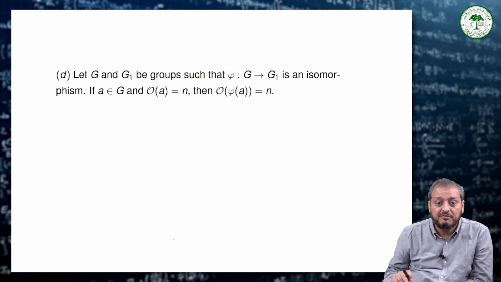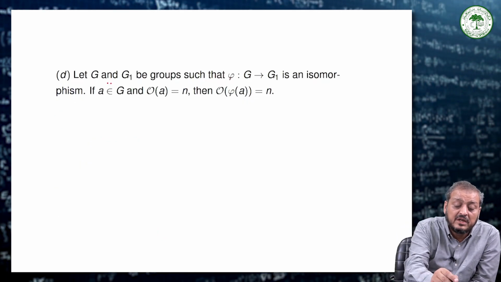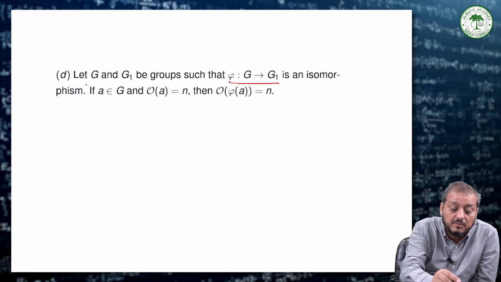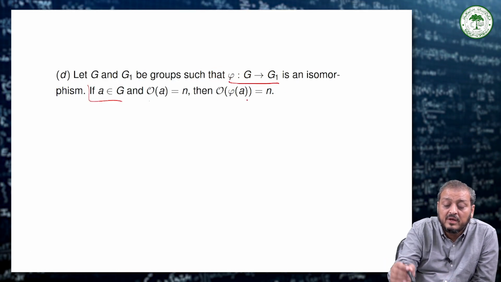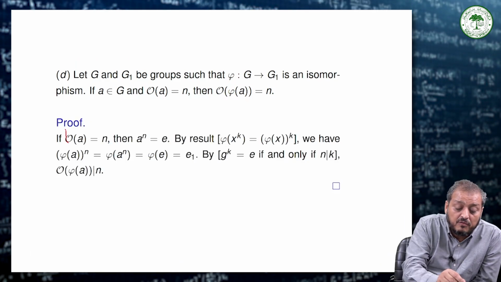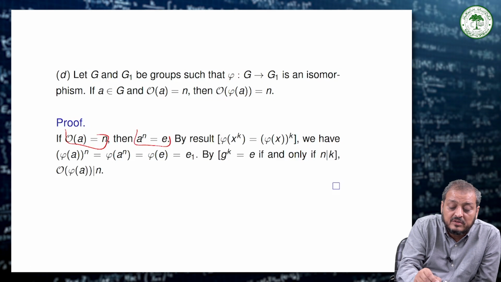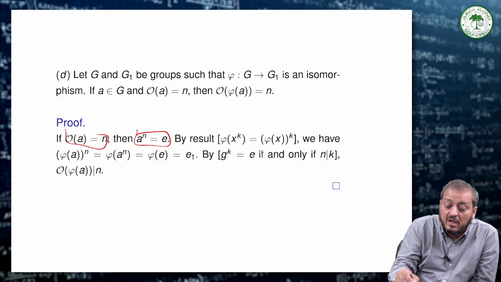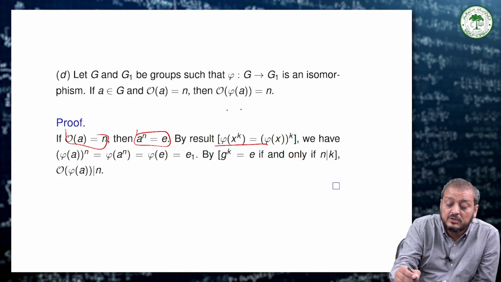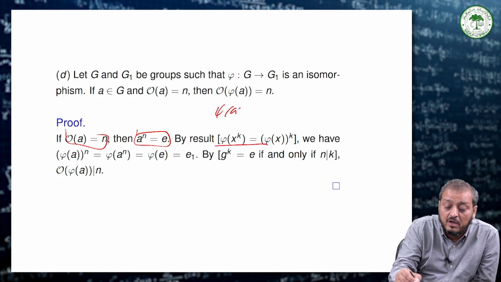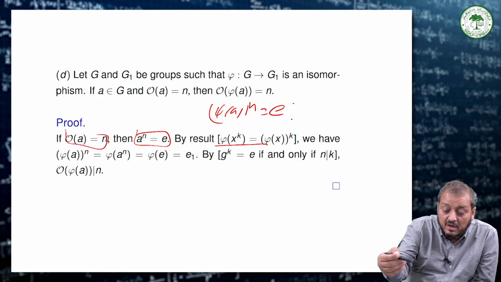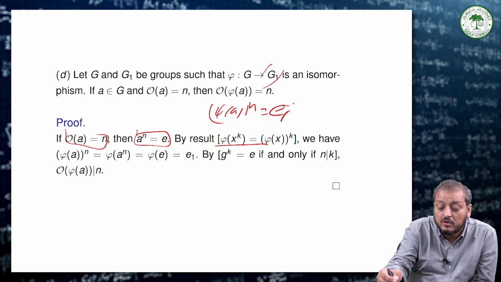Now we have to prove the final result: where G and G1 are groups such that phi from G to G1 is an isomorphism, if the order of A is n, then the order of phi of A is also n. This is very trivial. If the order of A is equal to n, then A to the power n is equal to identity. Again, by this result, phi of A to the power n, we have to show this is equal to phi of A whole to the power n is equal to identity of G1.